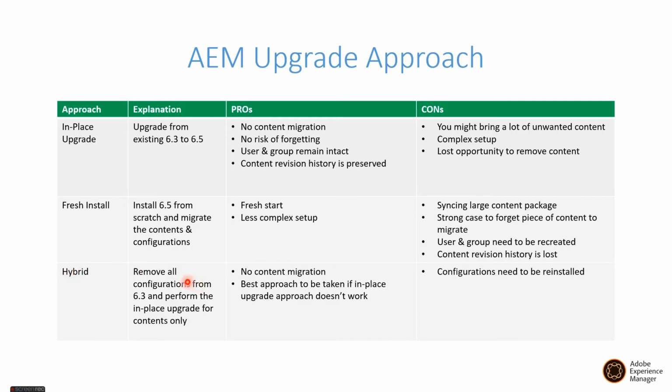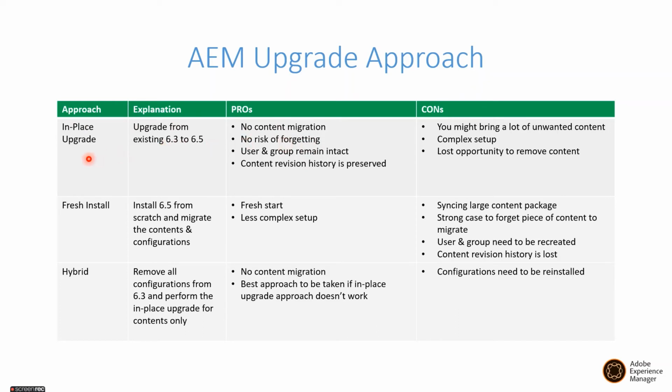Basically, it is performing an in-place upgrade only for the content, and you need to remove all your configuration, your components, your templates, all configuration for your config manager, for your bundles, and so on, and then perform the in-place upgrade only for the content. So you don't need to do any content migration. That's the hybrid approach, and it is the best approach if your in-place upgrade doesn't work.